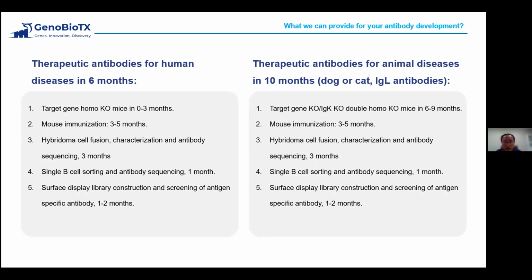So if we use this new technology, we can help you to cross those target gene knockout mice with our Ig kappa knockout mouse to get double homo knockout mouse in 6 to 9 months. Then you can immunize those mice in 3 to 5 months and do either hybridoma cell fusion or single B cell and the surface display library. Since the kappa gene in this mouse has been knocked out, you can only get Ig lambda antibodies in this mouse. So it'd be easier for you to do the caninization or felinization to make antibodies for those pets.